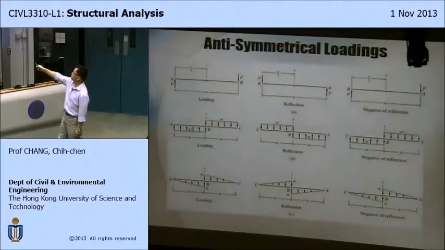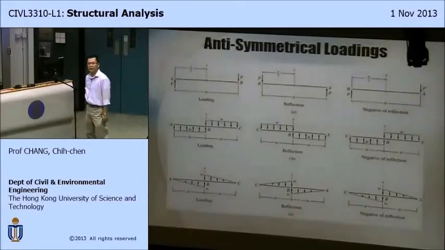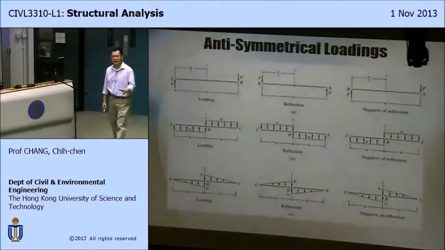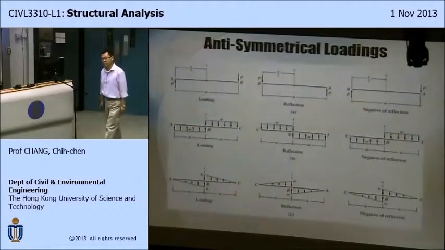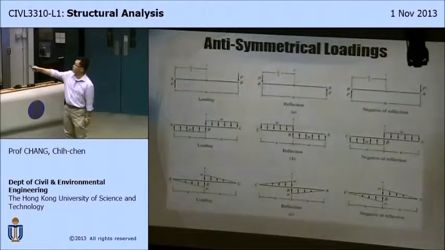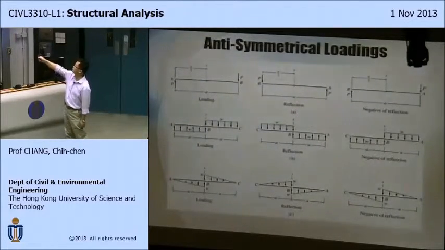Right-hand side goes to the left, left-hand side goes to the right. After that, you change the signs of the loading. So downward becomes upward, upward becomes downward. You change the sign, and you note that the loading conditions become the same as the original loading conditions. Then you call this kind of loading anti-symmetrical loading. Right? You need to do a rotation first, and then change the signs.